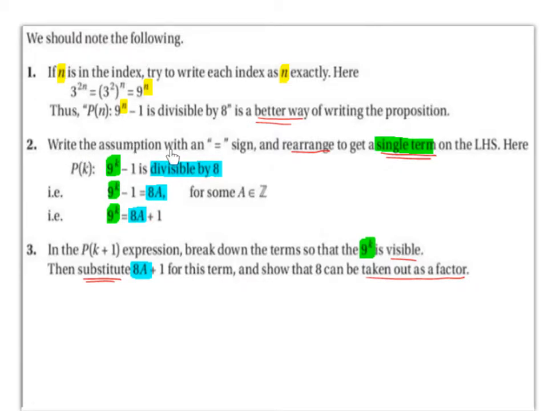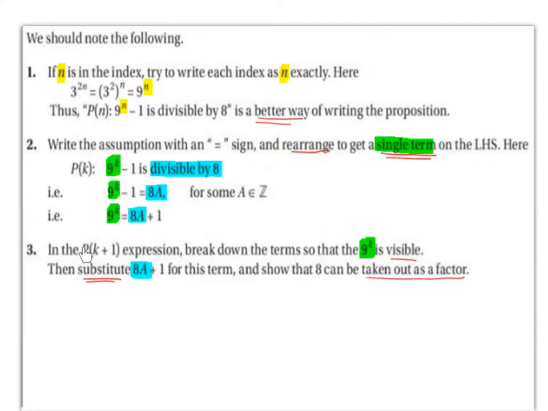Write the assumption with an equal sign and rearrange to get a single term on the left-hand side, the LHS. Here we have P of k: 9 to the power of k minus 1 is divisible by 8, i.e. that is 9 to the power of k minus 1 equals 8a for some a value, an element of the integer set, i.e. that is 9 to the power of k equals 8a plus 1. So we just brought the minus 1 over the equal sign, it became plus 1. So we have the 9 to the power of k on its own. We want a single term on the left-hand side.